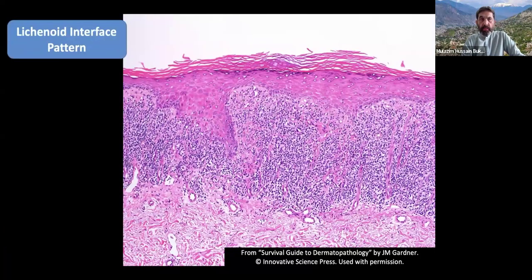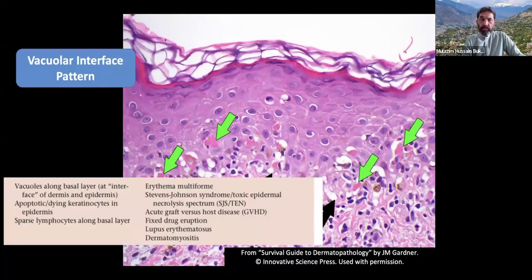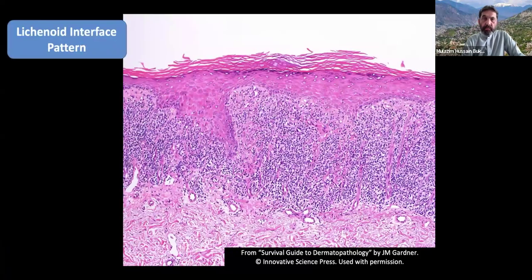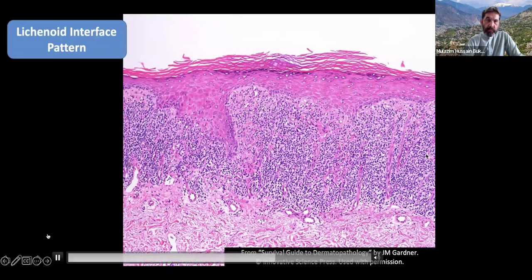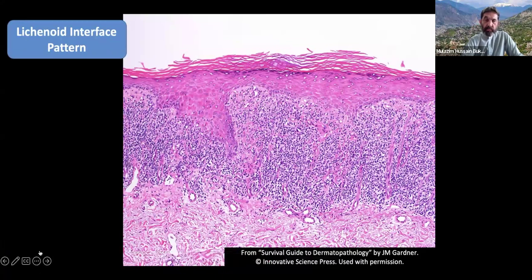So here's an example of lichenoid interface dermatitis. I think of vacuolar and lichenoid as two ends of the same spectrum. Both have vacuoles, lymphocytes at the basal layer, and dying keratinocytes. The difference is that vacuolar, like I just showed you, has relatively sparse lymphocytes, and lichenoid has a huge number of lymphocytes forming a thick band right underneath the epidermis. If you see a thick band of lymphocytes and wonder whether this is truly a lichenoid interface, go closer and look for the dying keratinocytes. True lichenoid interface dermatitis should have dying keratinocytes at the basal layer somewhere.